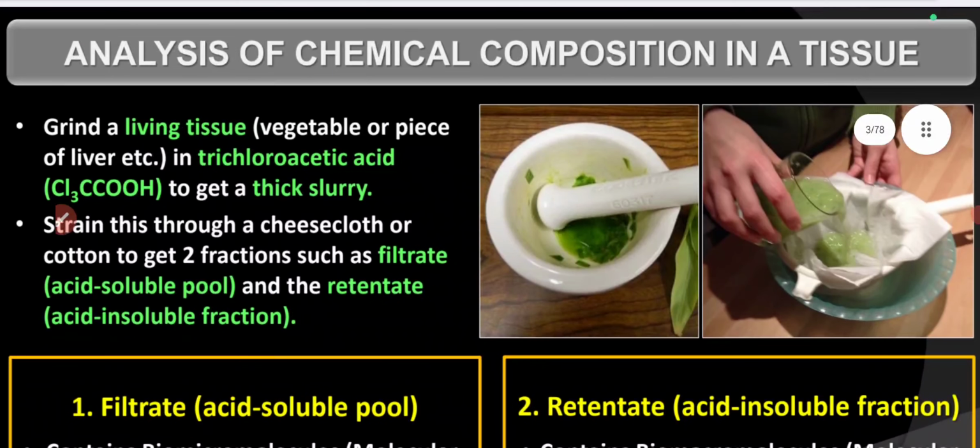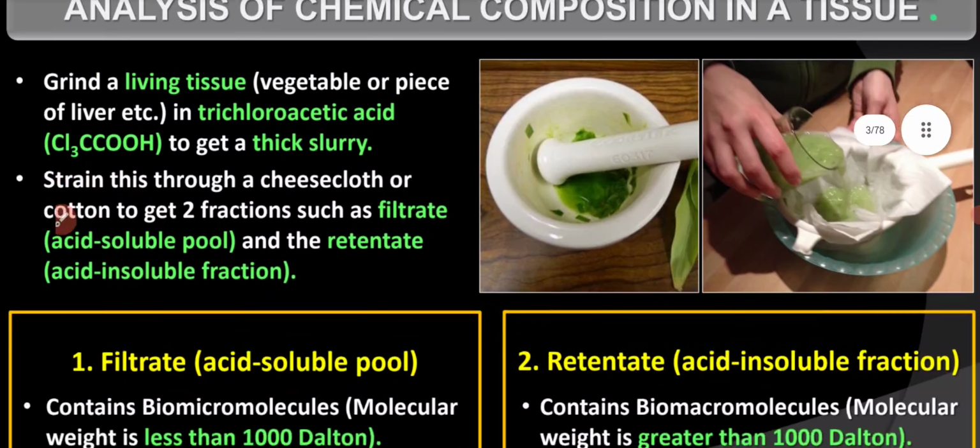Analysis of chemical composition in a tissue. For that, it is a practical of class 12th you are going to do in your biology lab. So, how to bring out the chemical composition from a tissue? First of all, grind a living tissue, vegetable or a piece of liver, etc. in trichloroacetic acid to get a thick slurry.